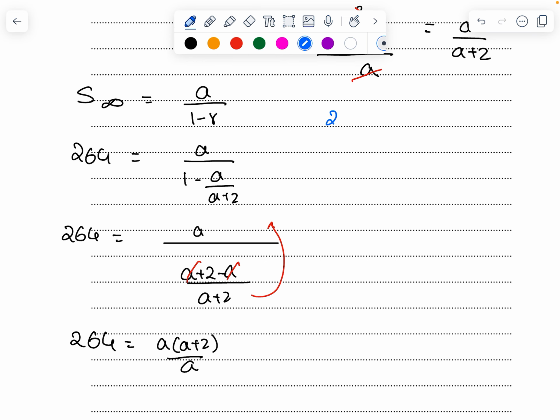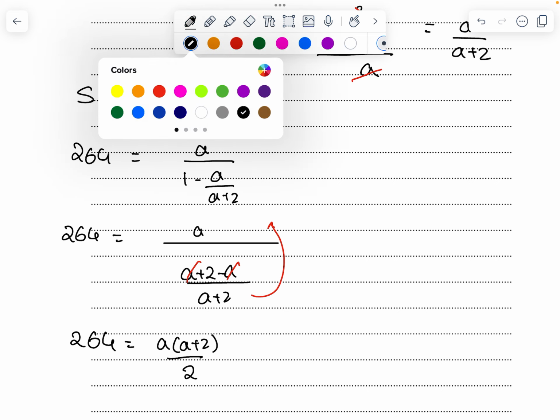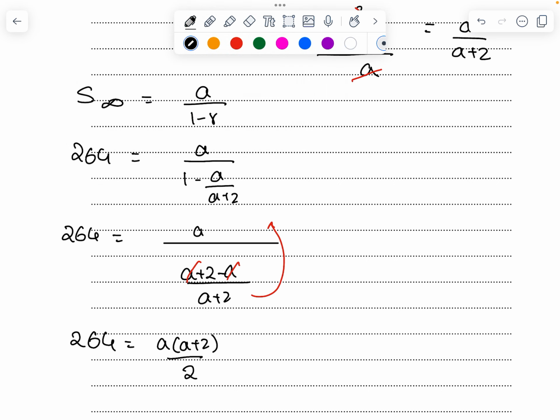Then 264a equals to, this is upon 2. So I get 528 equals a square plus 2a. So a square plus 2a minus 528 equals 0.